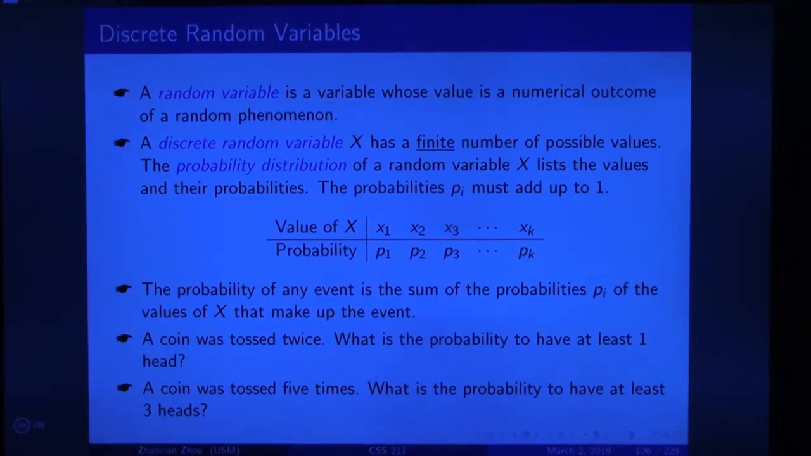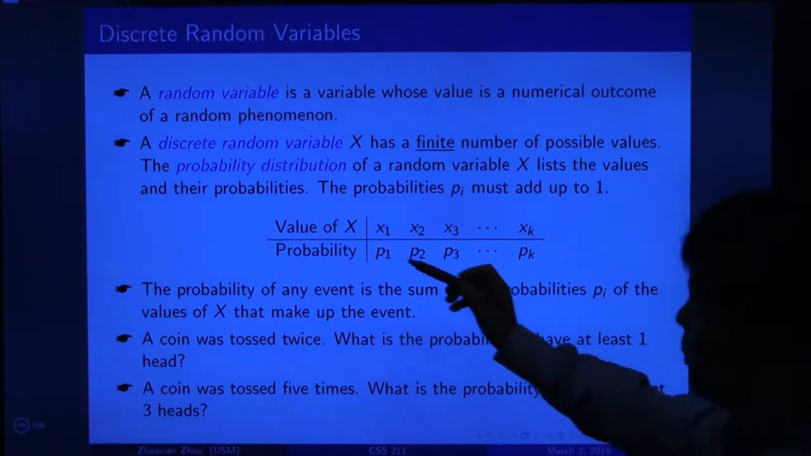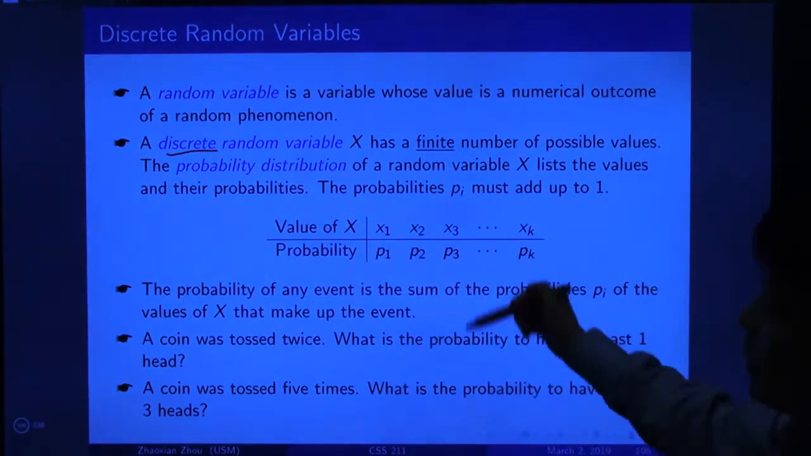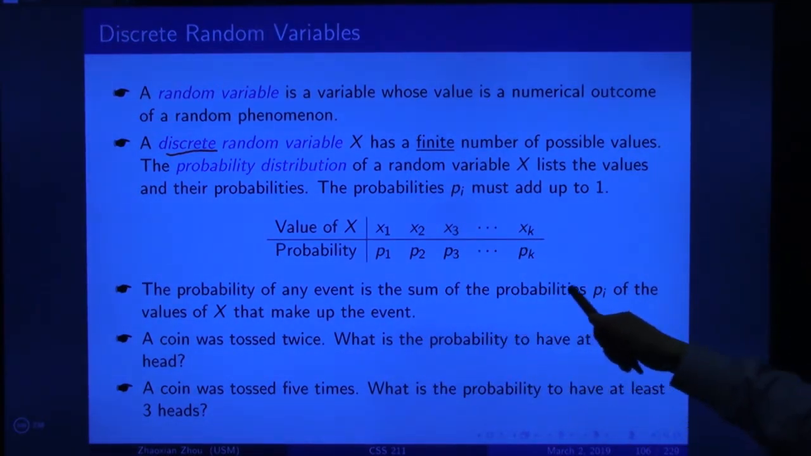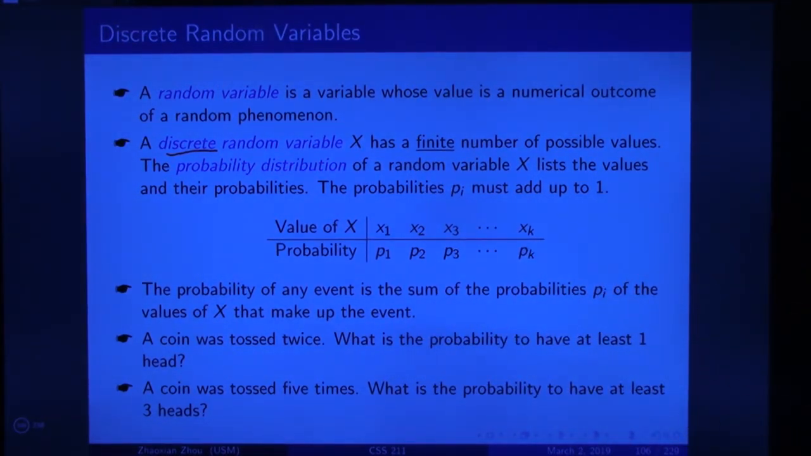Today we are going to discuss the mean and the standard deviation of random variables. A random variable is a variable whose value is a numerical outcome of a random phenomenon. Basically, we have two types of random variables. The first one is called a discrete random variable. And the next slide will discuss continuous random variable.